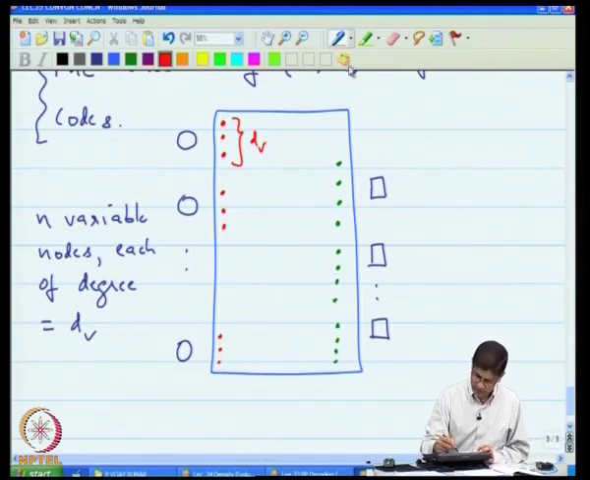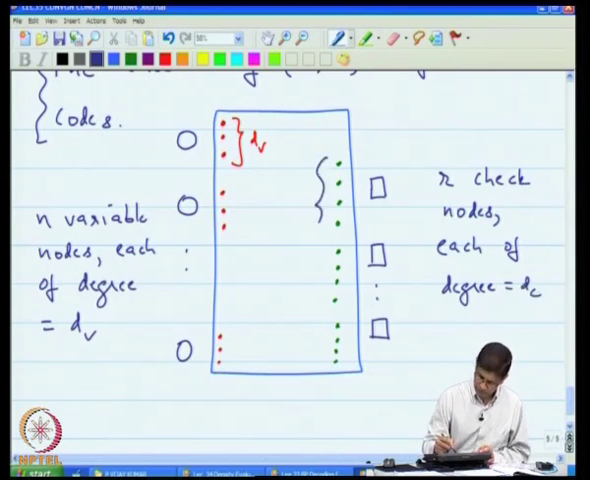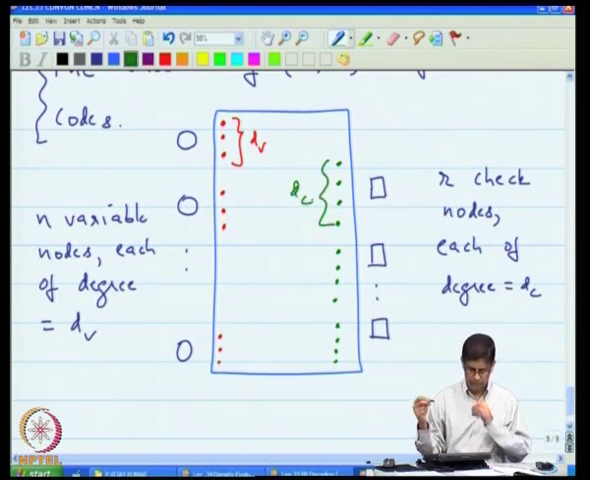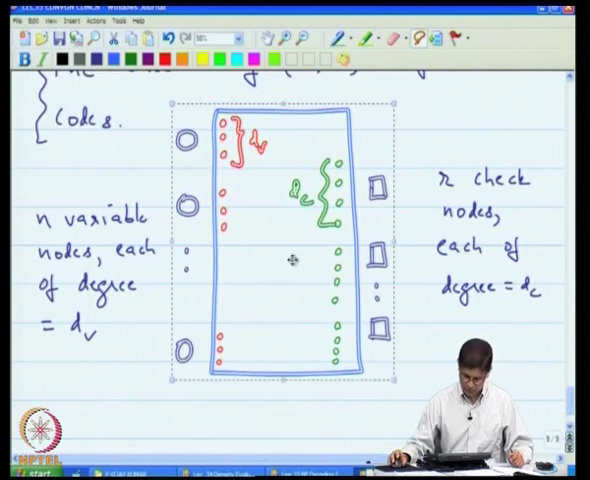Now, analogously, we have R check nodes each of degree equal to dC. So, this number here is dC. Okay. And now, what we mean is that we get this ensemble of dV dC regular graphs, okay. And let me cut this out and paste it on the next page.